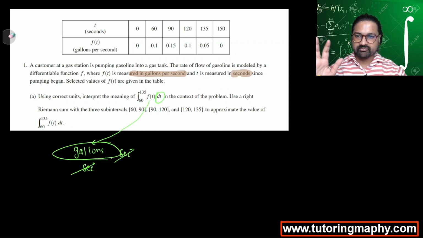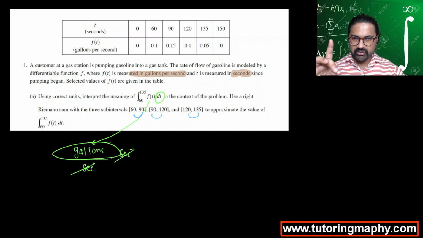Now we are going to use the right Riemann sum. What is the rectangle's width of the Riemann sum? So 90 minus 60 is 30. 120 minus 90 is 30. But here it's not 30, right? Be careful. It's 15 units.